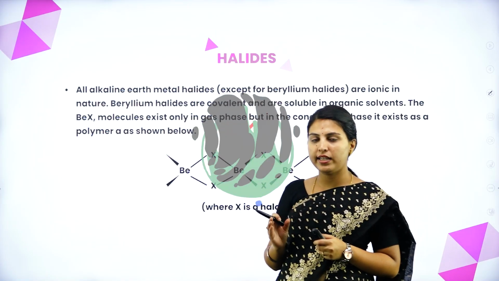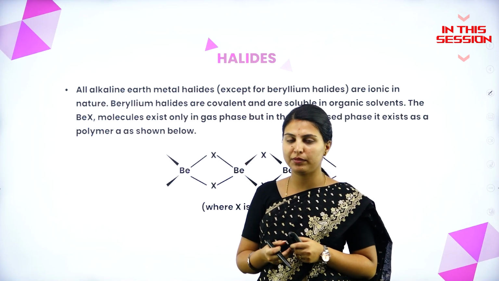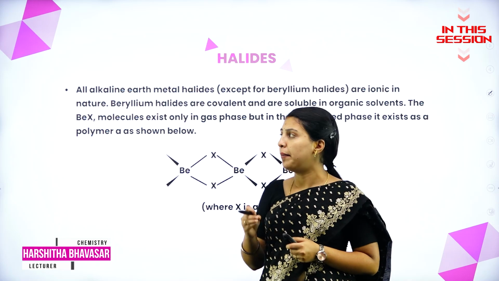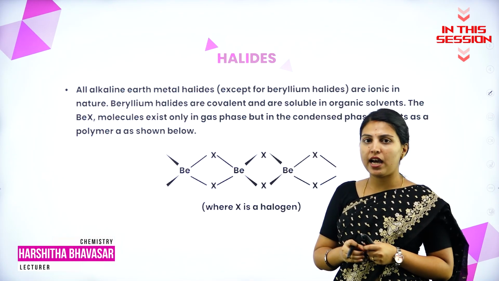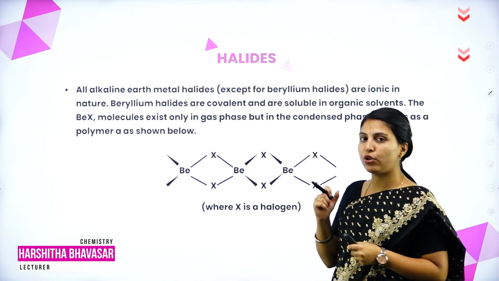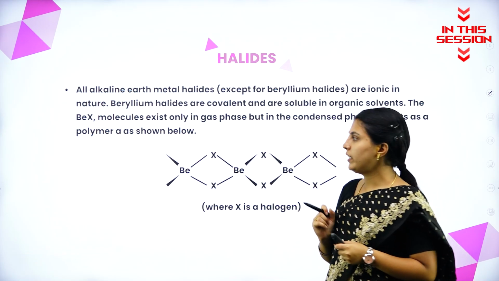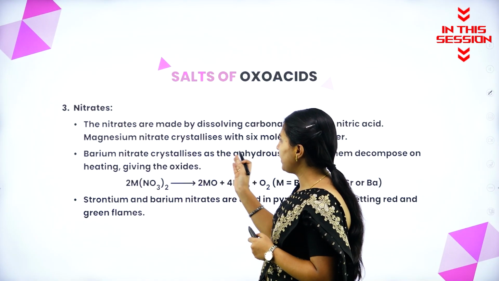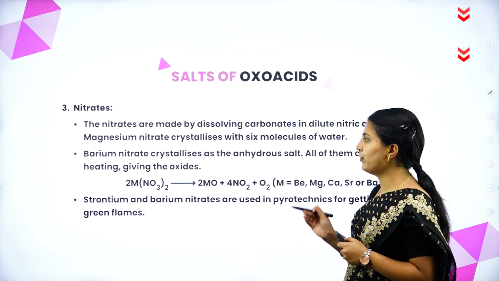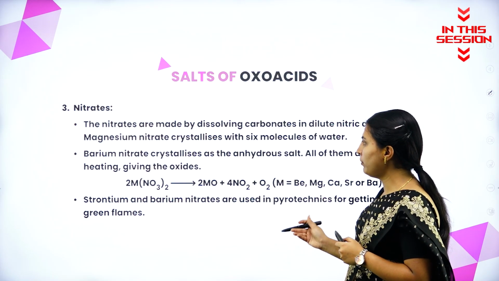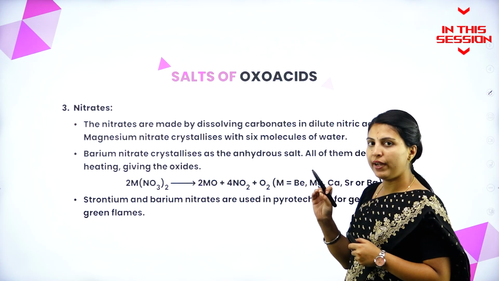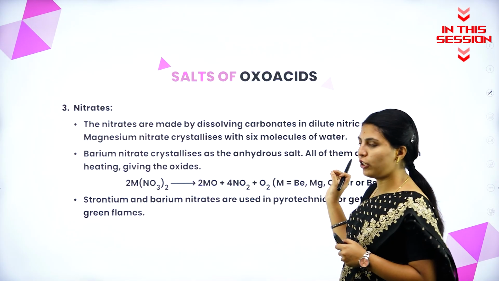All the halides which are formed by alkaline earth metals are ionic in nature, but the beryllium halides are covalent in nature and soluble only in organic solvents. Magnesium nitrate crystallizes with 6 molecules of water. How will it be formed? The nitrates are made when dissolving carbonates in dilute nitric acid.